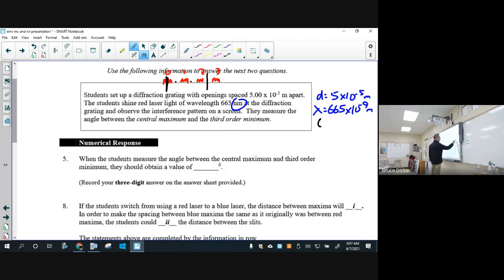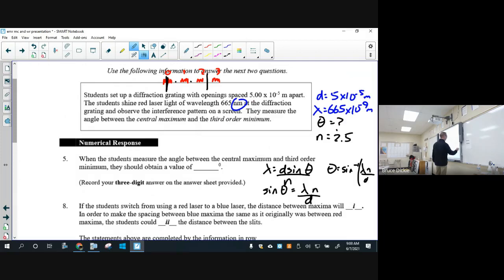That angle is what we're looking for, but the value of n there, and watch this, is going to be 2.5, not 3. Third order minimum is between the second order minimum and the second order maximum and third order maximum, so n would be 2.5. We're going to say lambda is equal to d sine theta over n, and we're going to rearrange that. Sine theta is equal to lambda n over d, and theta is therefore equal to the inverse sine of lambda n over d. So sub in all those numbers as we have them written down in the givens, and we end up with an angle of 1.91 degrees, which is very small. But that's our answer.